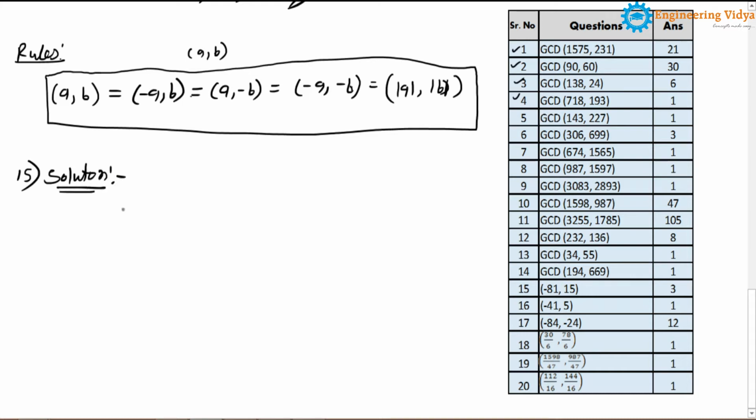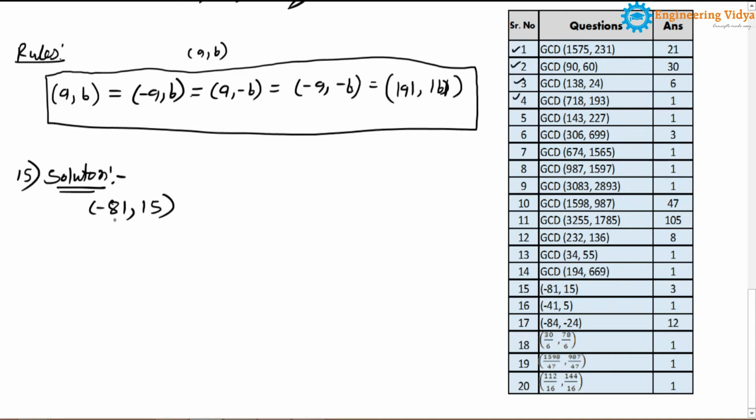In sum number 15 they have given minus 81 and 15. It means that here we have to find the GCD. Bracket is the symbol of GCD. Here we have to find the GCD of minus 81 and 15. Since we know that the presence of minus doesn't make any difference, if you want to write minus you can, otherwise if you don't write minus it will also work.